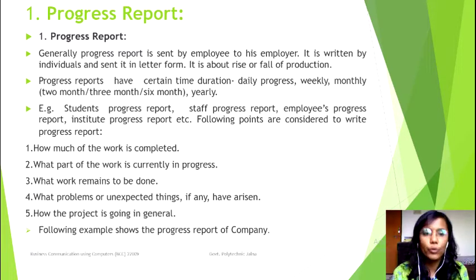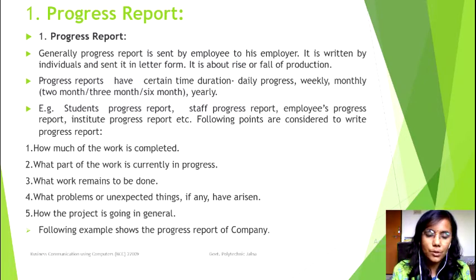Now we'll see the progress report. Generally a progress report is sent by the employee to his employer. It is written by individuals and sent in letter form. It is about the rise or fall of production. A progress report has a certain time duration. It can be daily, weekly, or monthly, that is 2 months, 3 months, 6 months, or it can be yearly. For example, student progress report, staff progress report, employee progress report, institute progress report, and so on.